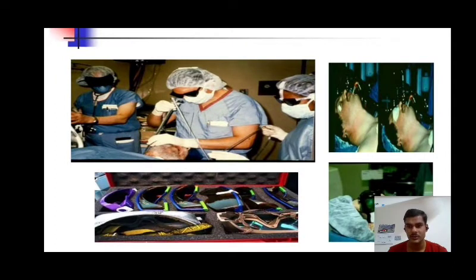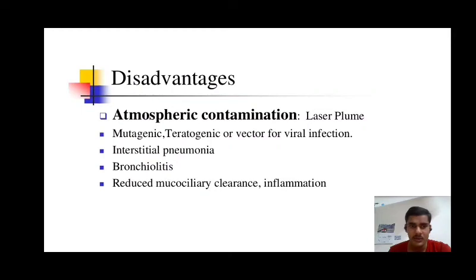You can see that this is the laser surgery happening. They are wearing their goggles there. It's very dangerous. Sometimes with some good things, there are also some bad things. Here you can see the disadvantages, like atmospheric contamination. The laser plume is very dangerous to the atmosphere: mutagenic, teratogenic, or a vector for viral infection. Interstitial pneumonia and bronchiolitis are diseases that can happen because of laser. Reduced clearance, inflammation, etc. Thank you.